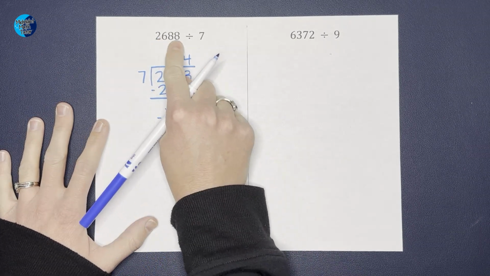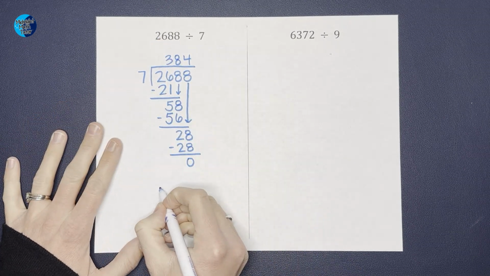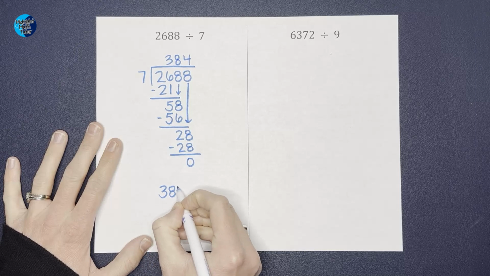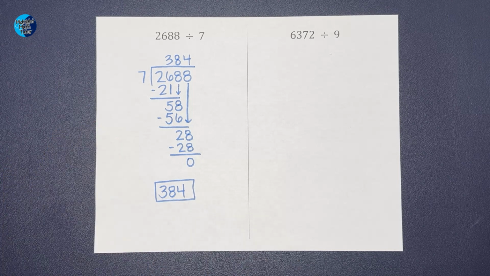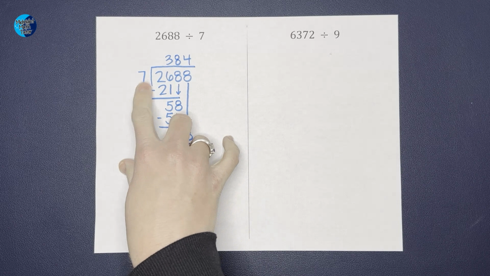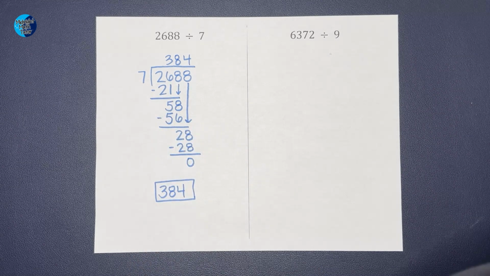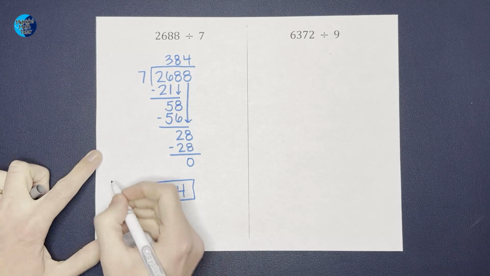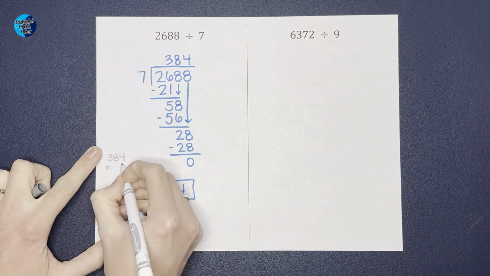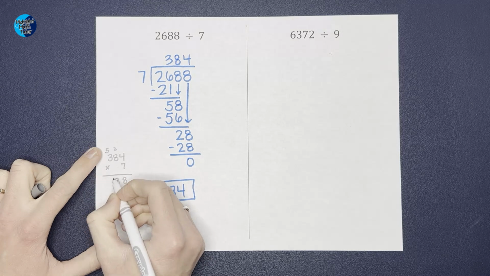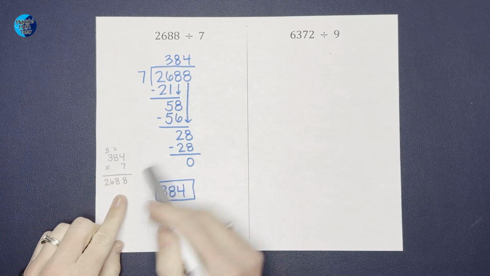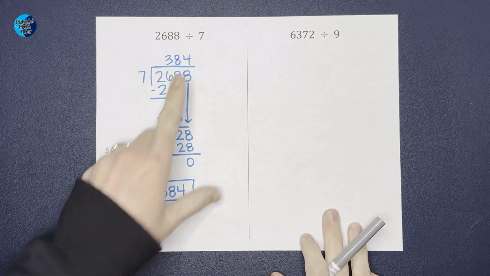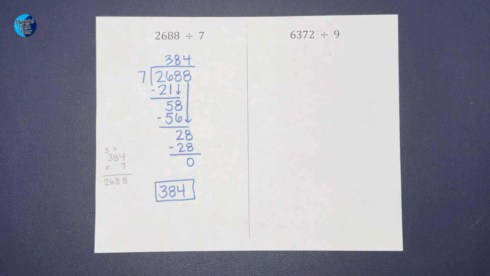So I know that 2,688 divided by 7 is 384. Now, fun fact, we could check ourselves by multiplying 384 by 7 and making sure we get 2,688. So I'm going to do that really quickly right here. All right, there we go. So when I multiplied those, I did get 2,688. So I'm feeling pretty darn confident that I divided that correctly.